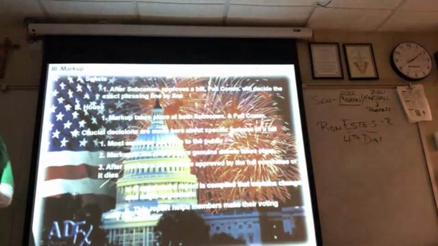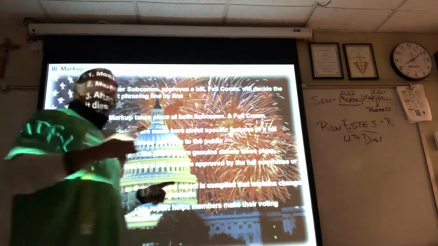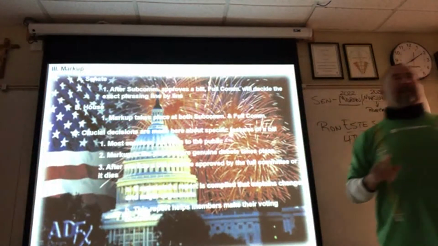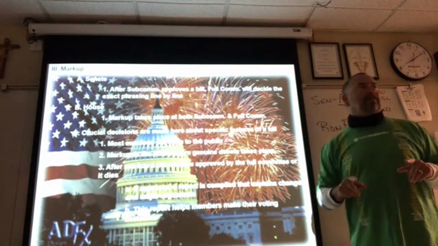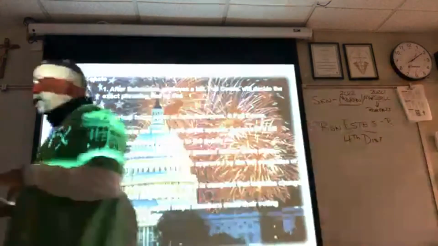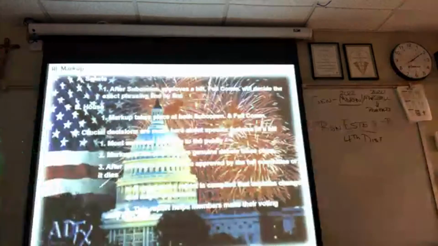Oh, by the way, yesterday in the House of Representatives, they voted to make Washington, D.C. a state. Now, it's going to take 2/3 of the Senate to make D.C. a state. Is that likely to happen with a 50-50 split in the Senate? No.